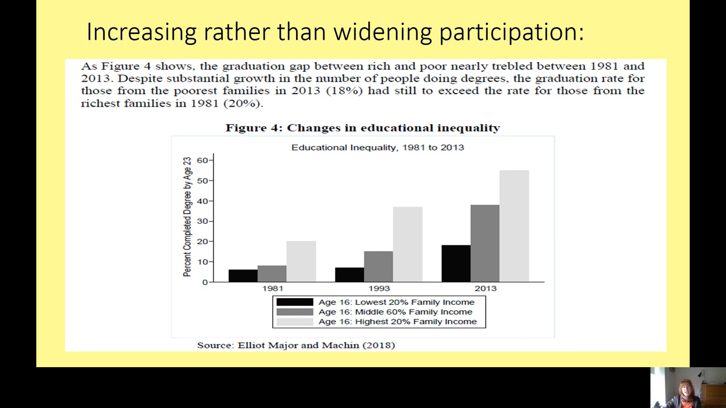But for now, let's just look at this bar chart that Major and Machin in their research have drawn our attention to. The three colours of bars on the bar chart represent three different income groups. So pale grey represents the highest income group, medium grey represents the middle income group, and the black bars represent the lowest income groups of society. So as I pointed out, if we look at 2013, which was the most recent data we had, participation rates at university and in higher education are much higher now than they were in the 80s and 90s. So that's a good thing.